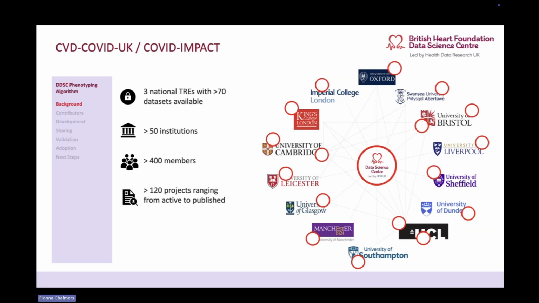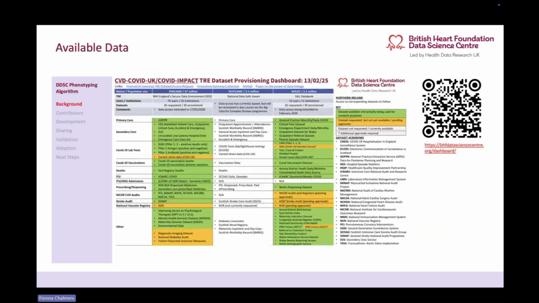So how are the projects then defining disease? Well, they're doing it via data, a lot of data. So they have access to 3 national TREs, access to over 70 data sets. Their access to Scotland has momentarily lapsed, but they will have access to that again shortly. But 2 main things I wanted to point out here was they have access to data, and a lot of it. So, and it's population-wide data.